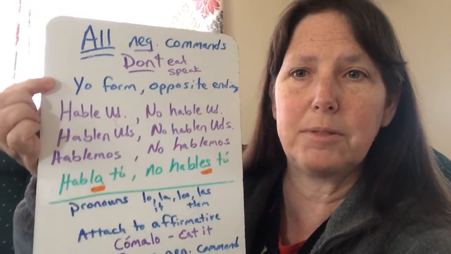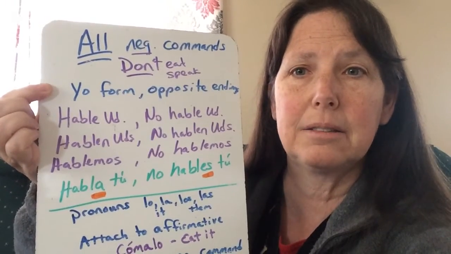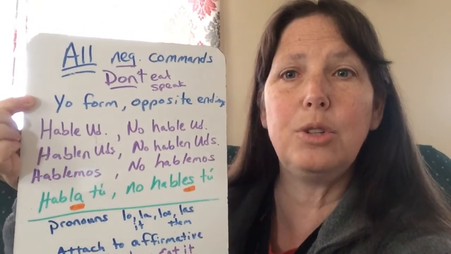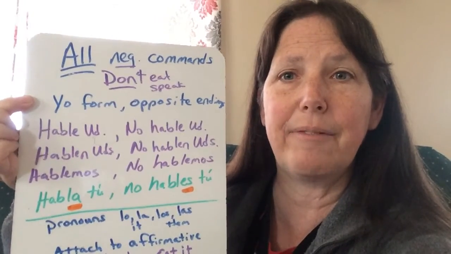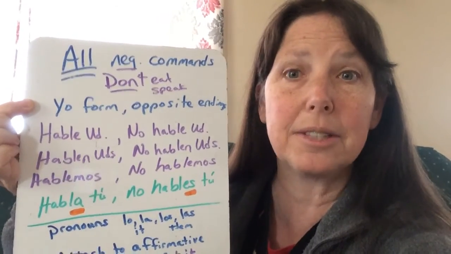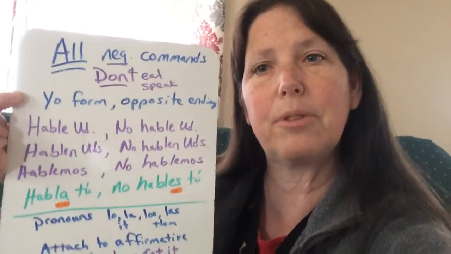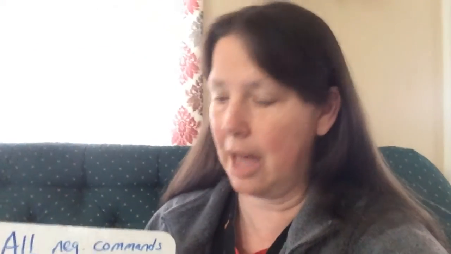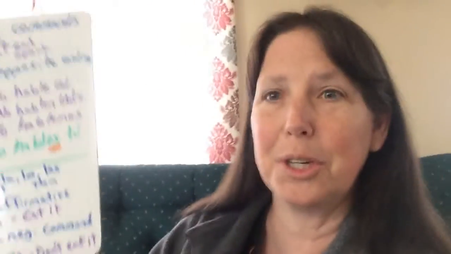So the affirmative tú, habla, okay, we just drop the S from the normal form, but we say no hables, okay? It follows the same rule as everything else did. So the one that is different is the affirmative tú. The negative tú is exactly what you've been doing, so they're going to end in AS or ES. So that should get you through activities 1 and 2.